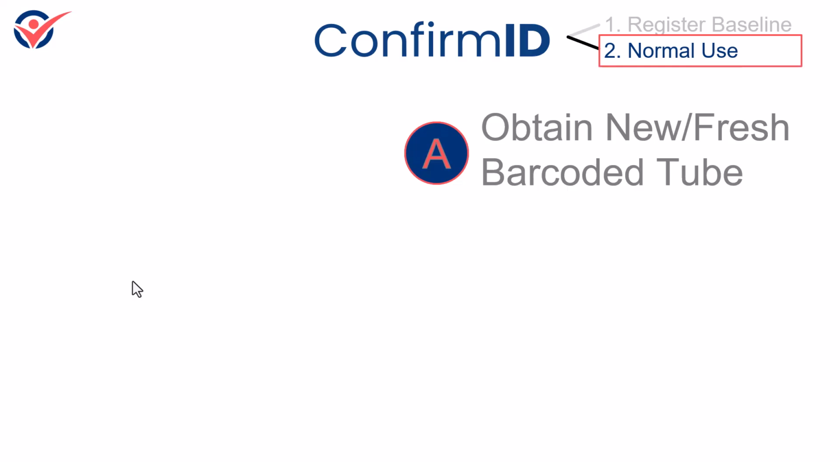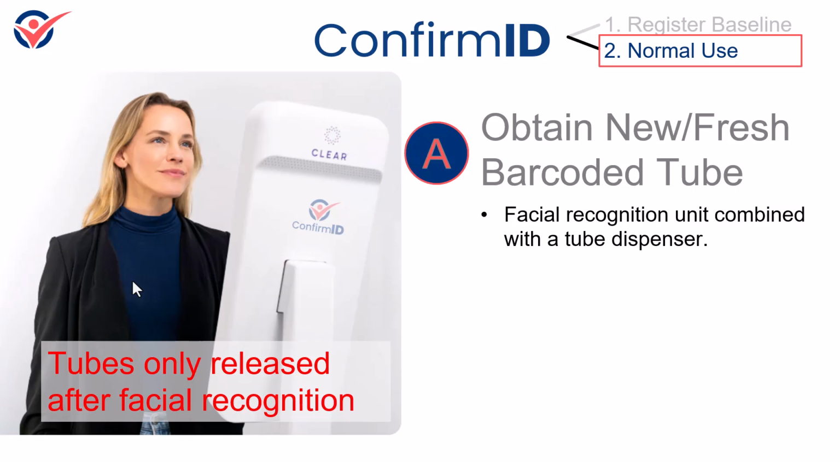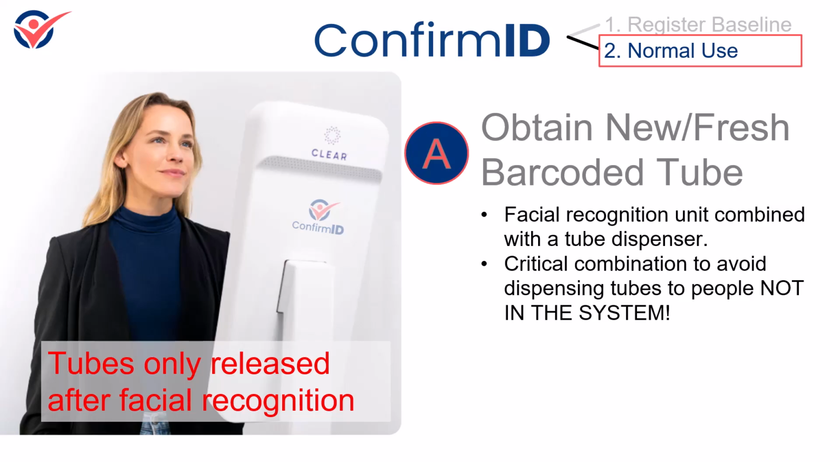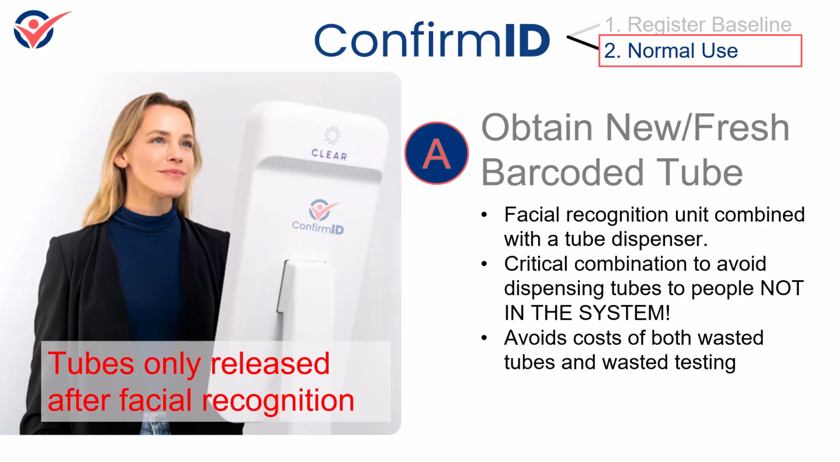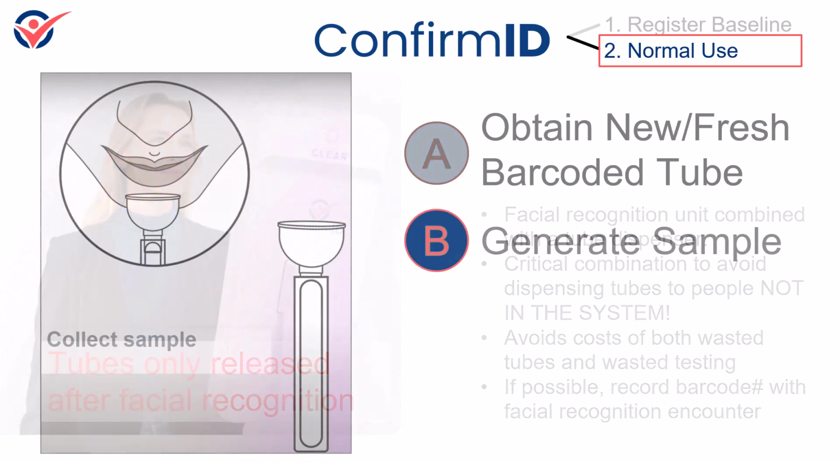Normal use means the subsequent and regular use of the registered patient's DNA to identify that patient, and it starts with obtaining a new barcoded sample collection tube. We'd like to use facial recognition combined with a tube dispenser. This is critical to avoid dispensing tubes to people not in the system, and avoids costs of both wasted tubes and wasted testing. If possible, it'd be great to record a barcode number with each facial recognition encounter.